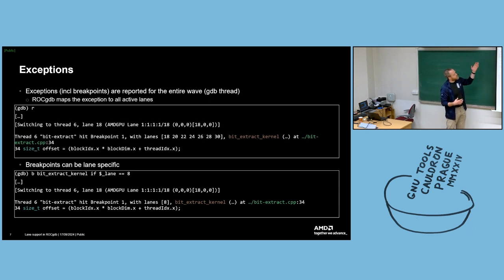So GDB will tell you we hit a breakpoint on thread 6 by a set of lanes, like 18, 20, 22, 24, the set of active lanes. We can also have conditional breakpoints, like break somewhere only for lane 8, if you want to do that. I think I have a typo, because I asked for lane 8 and it said lane 18. That's a typo, it's not how it really happens. Sorry for that.